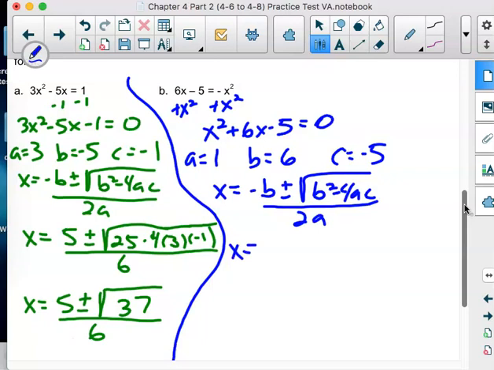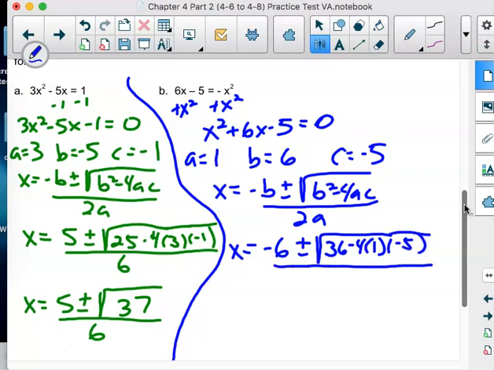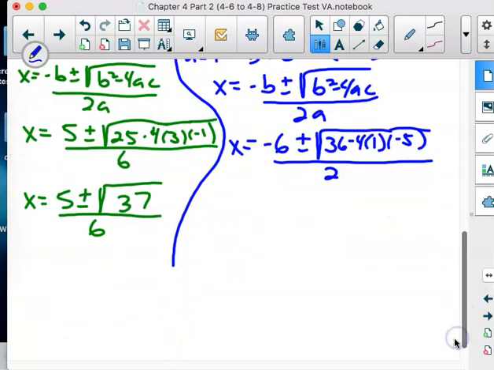What's going in the front? Negative 6 plus or minus, what's B squared? 36 minus 4 times 1 times negative 5, all over 2. X equals negative 6 plus or minus the square root of 56.